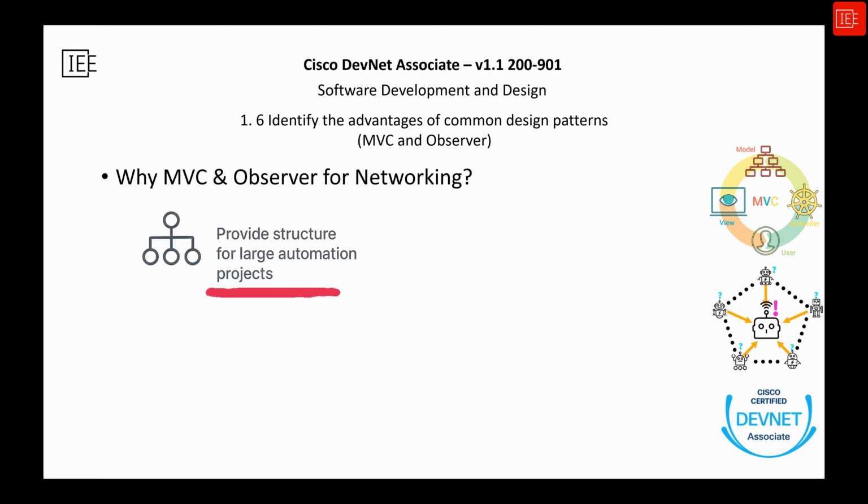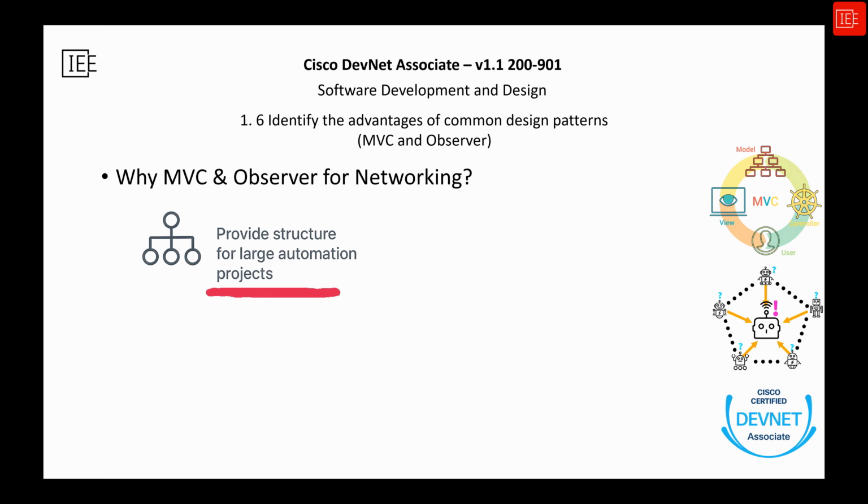So the first reason why MVC and Observer are valuable in network automation is that they provide structure for large projects. We touched on this earlier, but let's go over it again. These separate your code into layers: the model to handle data, the view to present information, and the controller to act as the coordinator.